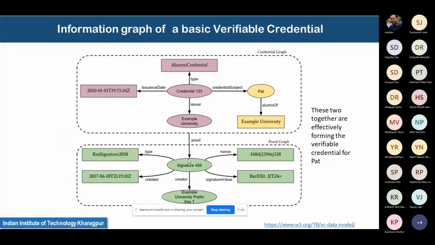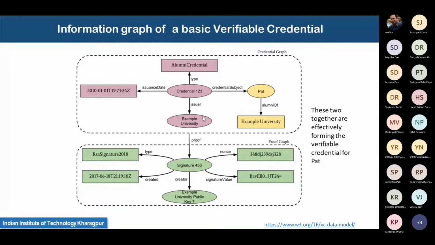Now, next we move on to what is called the information graph of a basic verifiable credential. So look at this example. Here we have the verifiable credential. If you look at this, it has this information that the issuer is Example University, and then for this VC, the subject is Pat, as you see, and what is being certified here is that Pat is an alumni of Example University. So that is the basic credential that is being issued by the issuer here, which is Example University.